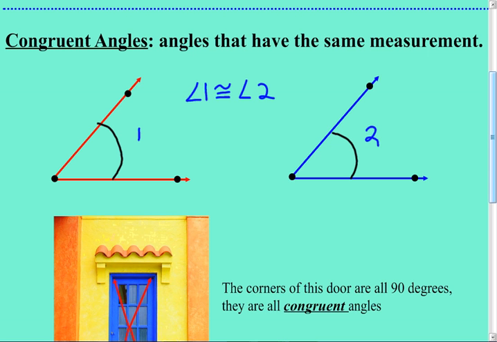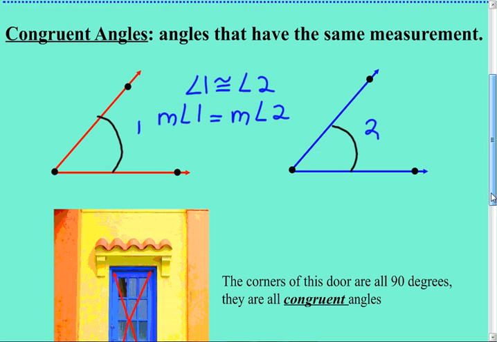If I want to talk about the measures of it, then I say the measure of angle 1 equals the measure of angle 2. This is saying that the angles are the same size. Their measures are equal. I should be able to pick up angle 2 and put it right on top of 1 and have it match.